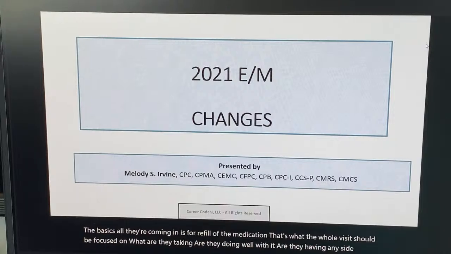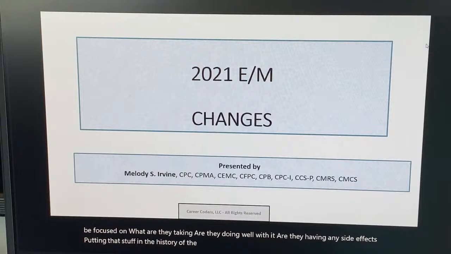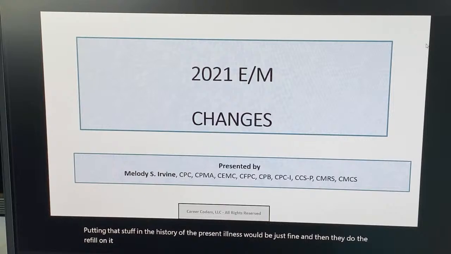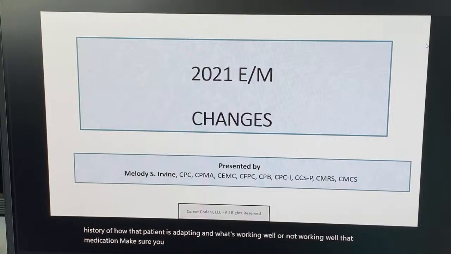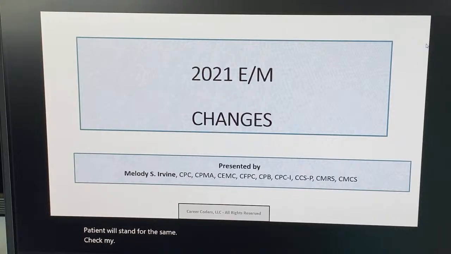Putting that in the history of the present illness would be just fine, and then do the refill. If that's all they're coming in for, that's what needs to be in the history: how the patient is adapting and what's working well or not working well with that medication. Make sure it's documented that the condition is being evaluated and it was concluded that the patient will stay on the same dose, same frequency, or if there are any changes, that has to be documented too.